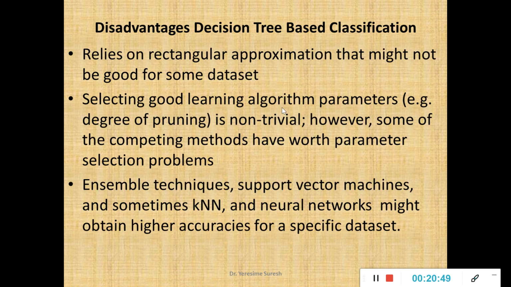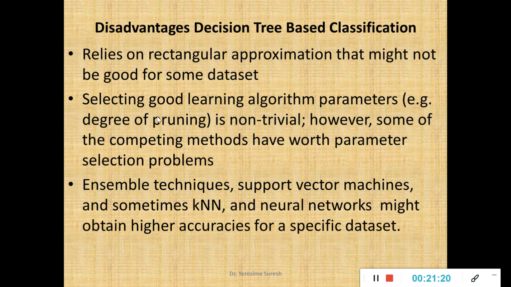Next, there are some disadvantages of your decision tree based classification, wherein your decision tree will rely on rectangular approximation that might not be good for some data sets. What is rectangular approximation? You know what a rectangle is, right? Again, it will have lower bound, upper bound, it will have the median values. It will take the maximum and minimum values or the extreme values to differentiate the attributes in a data set. That is the major drawback. It will consider either the minimum values or the maximum values.